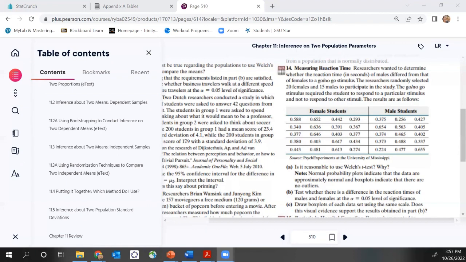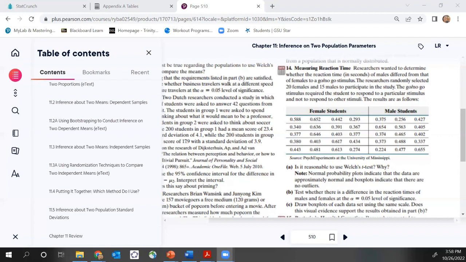Part A says, is it reasonable to use the t-test and why? Noting that the normal probability plots indicate the data are approximately normal and there are no outliers. So yes, because my samples are 20 and 15. They were random. They said that they came from normal distributions, so we are good to go. B, test whether there is a difference in the reaction times of males and females at the 0.05 level of significance.